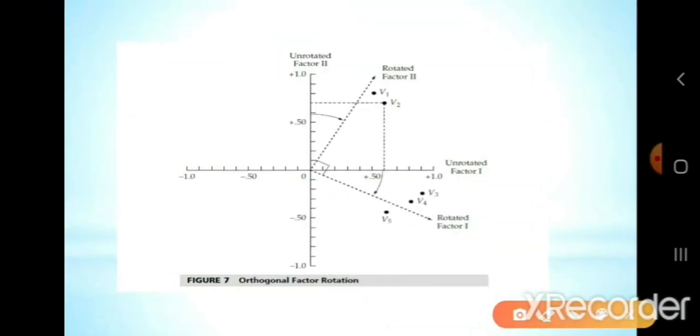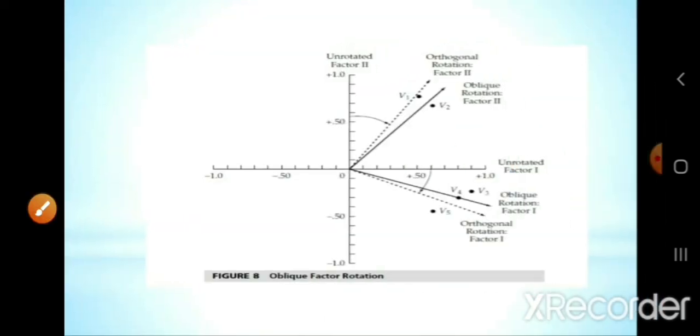Here we are rotating these two factors orthogonally, so they are at 90 degrees to each other. This is called orthogonal rotation. In oblique rotation we can rotate at any angle. In this graph we have shown oblique and orthogonal rotation together. So this is the oblique rotation.